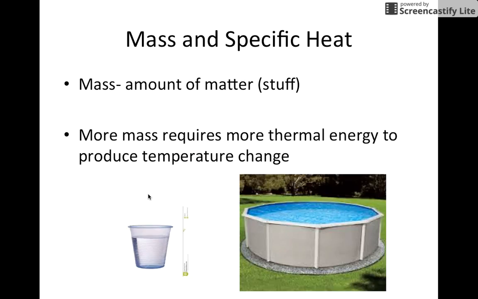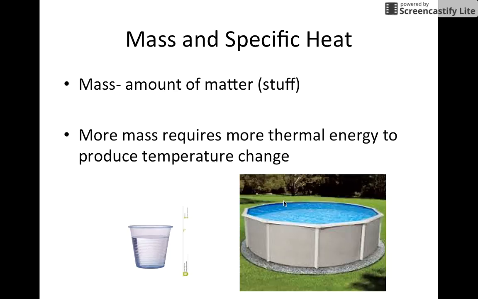So I supplement with some notes for them talking about what mass is, the amount of matter or stuff, and even discuss how more mass will require more thermal energy to produce a temperature change. And it's all in that formula that they're going to need to know. We're going to get to that formula at the end of this video. But you could talk about heating a cup of water versus heating a swimming pool, and which they think would obviously take more thermal energy to change the temperature.